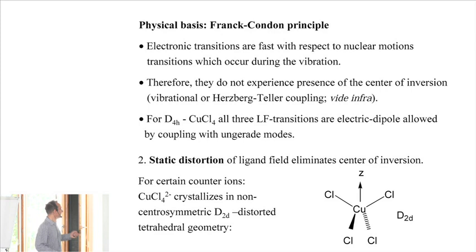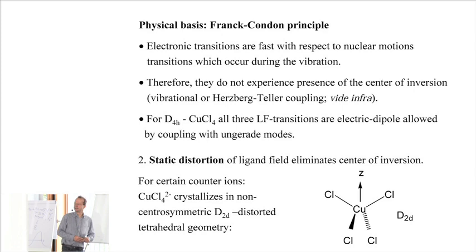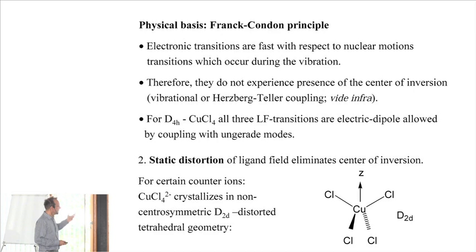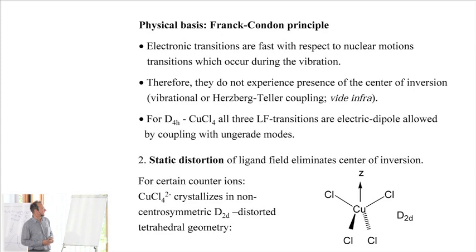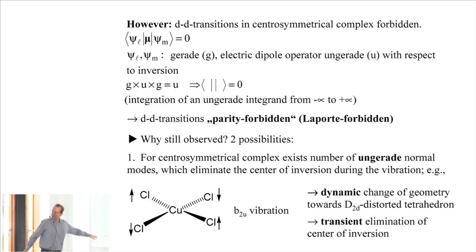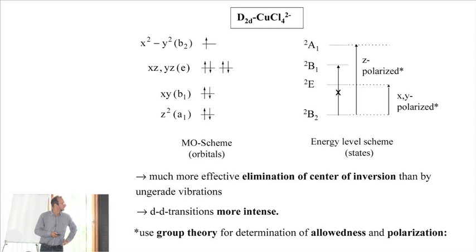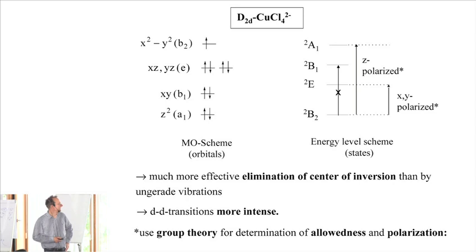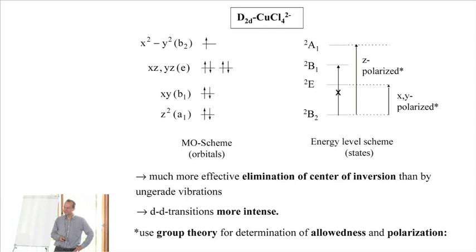The second possibility is a static distortion of the ligand field, and this eliminates the center of inversion as well. For certain counter ions, the tetrachlorocuprate crystallizes in a non-centrosymmetric D2d distorted tetrahedral geometry. So you do exactly a distortion along that coordinate, but not in a dynamic way, but in a static way. You freeze the molecule in the distorted geometry and you get the D2d tetrachlorocuprate. And then you do the same as in the D4h tetrachlorocuprate.